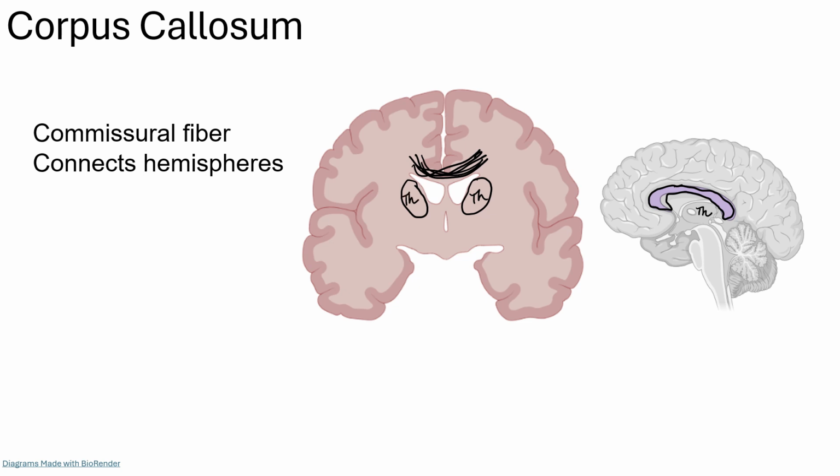So when in doubt, if there's something that says, what is the most important or what is the largest commissural fiber in the brain, the corpus callosum is most likely the answer. I'm not saying that it is the answer. Don't quote me, but it's most likely the answer.